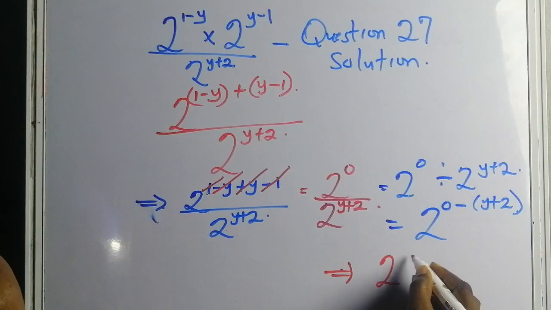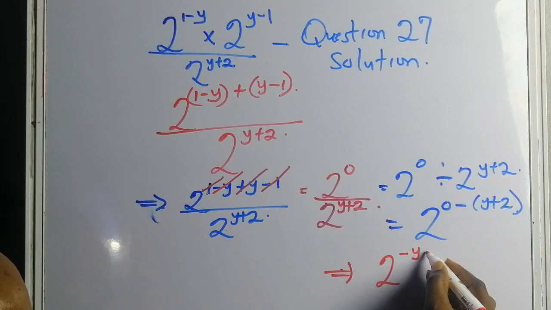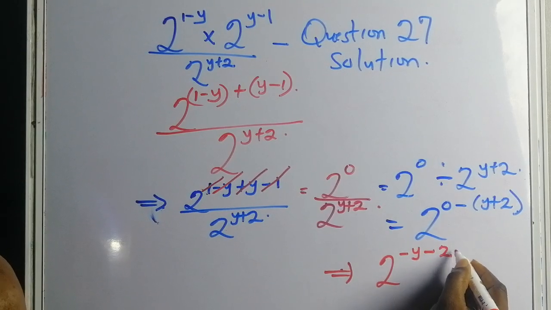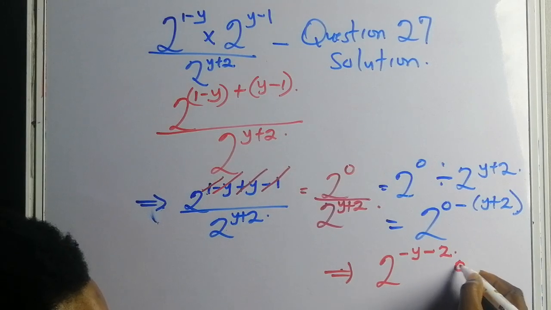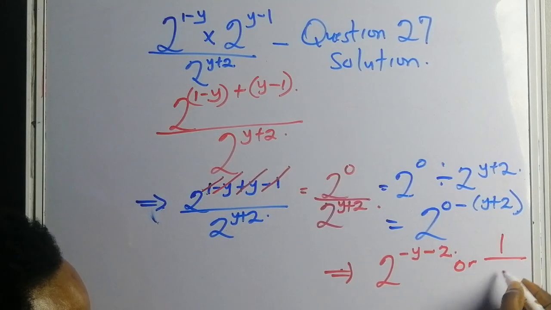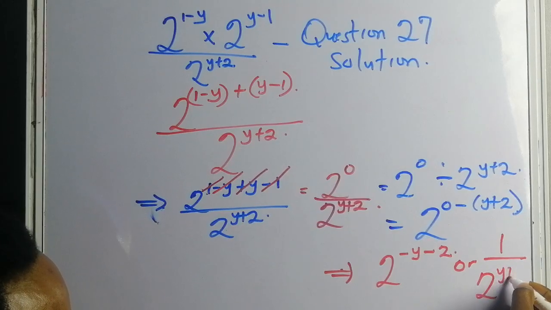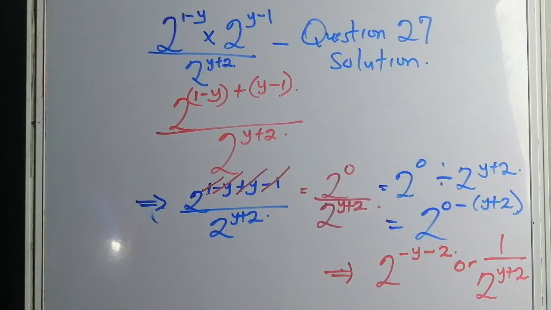So which implies that the answer is 2 raised to power minus y minus 2. Or you can still say the answer is 1 over 2 raised to power y plus 2. It's still the same thing. So that's the correct answer.